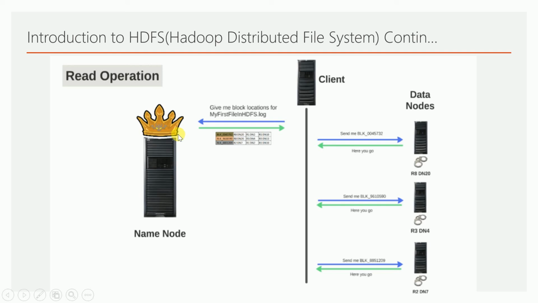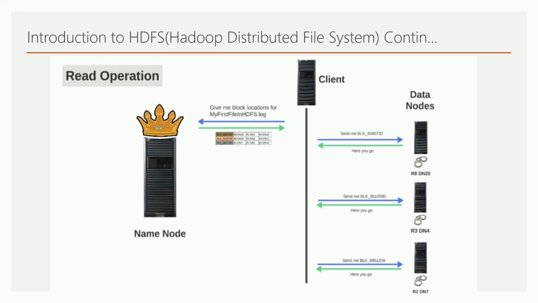So it gets the block information. What happens is the name node gives, for example, you have a file which is of 3 blocks. If the replication factor is 3, it will have 3 copies.